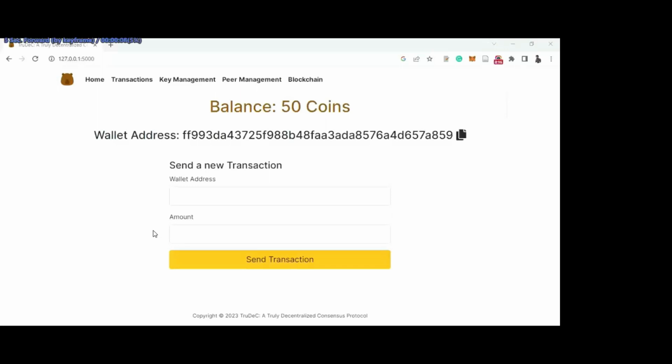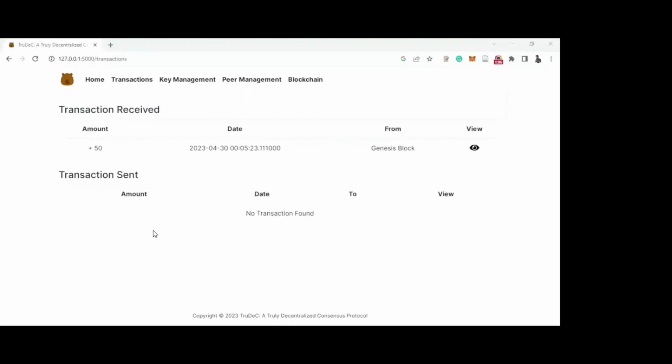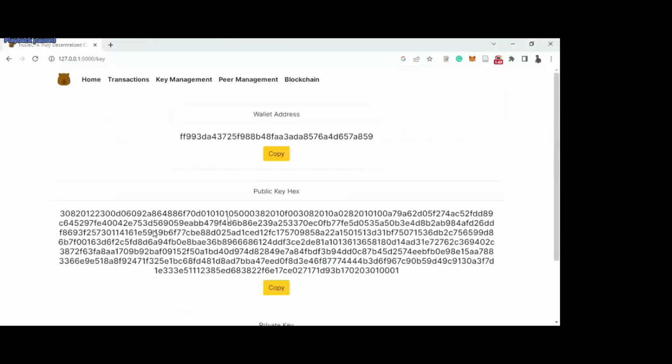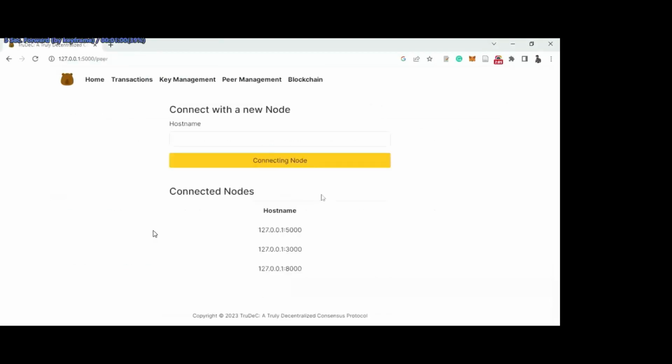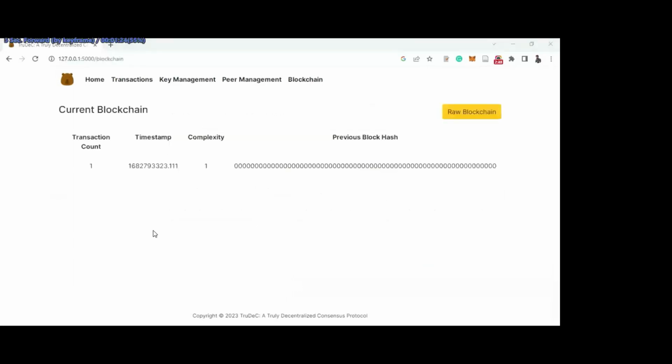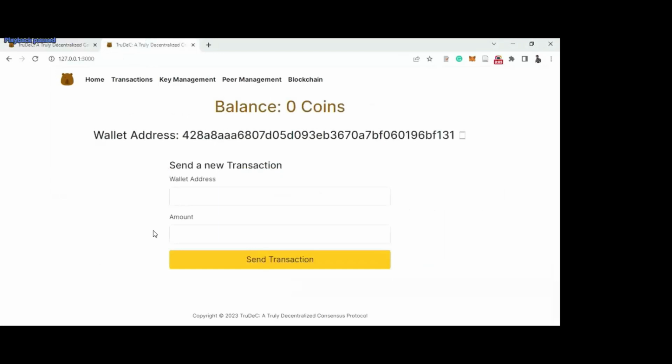Next, we can move into the transaction tab, the second tab, which has the transaction details. It also shows the transaction in a raw view. In key management, we see all the keys: the wallet address, public key, and private key. When it goes to peer management, we can manually add a peer and connect with that peer, and we also see all the connected peers. And in the blockchain we see all the blocks line by line.